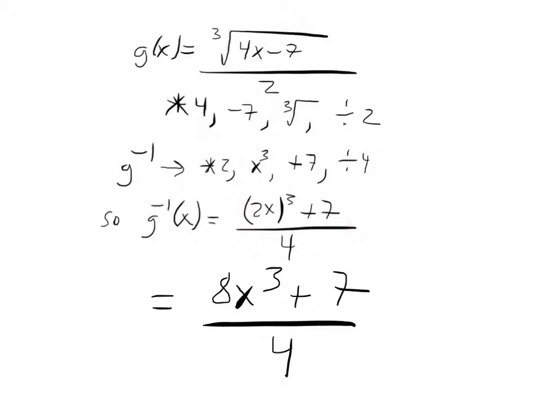And I can write that down. And so therefore my inverse is (2x) cubed plus 7 over 4. If I want to go ahead and simplify that, lo and behold, 8x cubed plus 7 over 4.